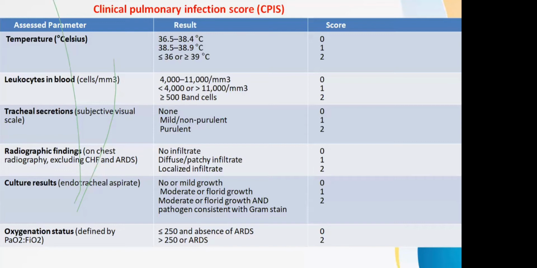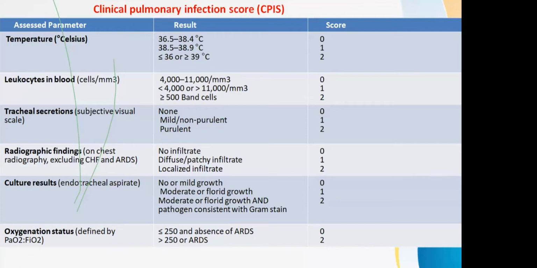it is 2. Then the leukocyte, the TLC count: whether it is in the normal range, or less or more than normal, we score it accordingly. If more than 500 band cells are very predominant in the peripheral blood smear, we go for a score of 2. Then come the tracheal secretions. If no secretions are there, the score is 0. Mild or non-purulent secretions are taken as 1, and very thick and purulent secretions are taken as 2.